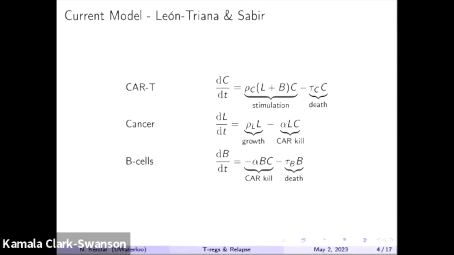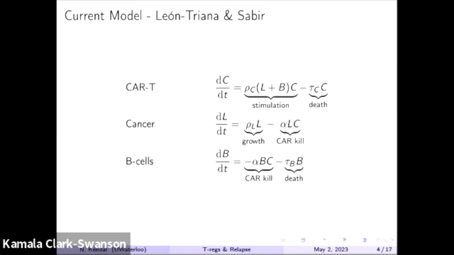So Leon, Triana, and Sabir have a great model. They look at a lot of the effects of immature cells in the bone marrow, things that have yet to differentiate, which is great because a lot of blood cancers actually start in the bone marrow. But what they also have is a simplification of their model for a shorter time frame. And that's what I have here.